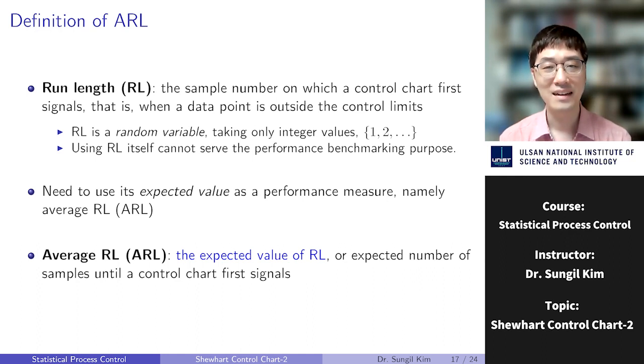Note that the run length is actually a random variable. It can take any non-negative integer values with some probability. Therefore, we need to use its expected value as a performance comparison measurement. The expected value of RL is called average run length.